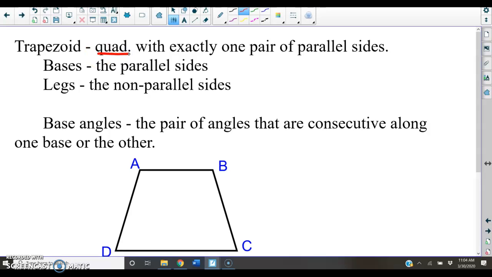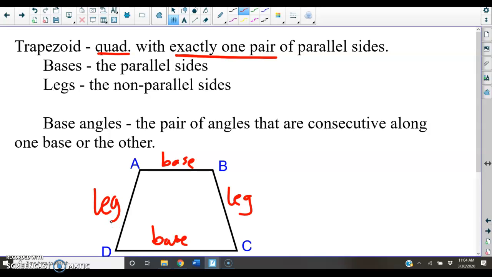A trapezoid, again, is a quadrilateral with exactly one pair of parallel sides. That means one and only one. Don't think that both pairs can be, because then you have a parallelogram. The bases are the parallel sides, and the legs are the non-parallel sides.